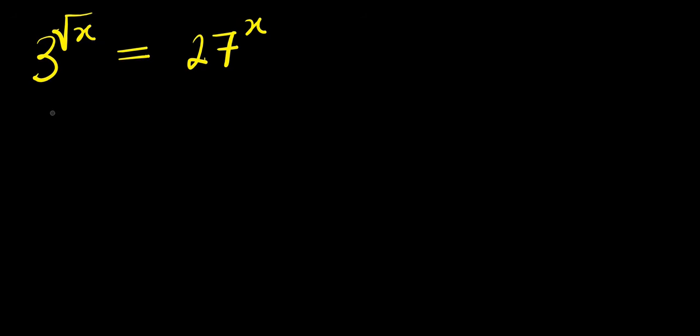Hello, how to solve this exponential problem? This is 3 to the power of square root of x equals 27 power x. So we are solving for the value of x that satisfies this equation. Now, I have 3 here raised to the power of square root of x, and this equals 27.